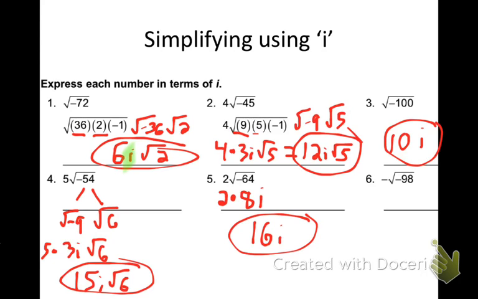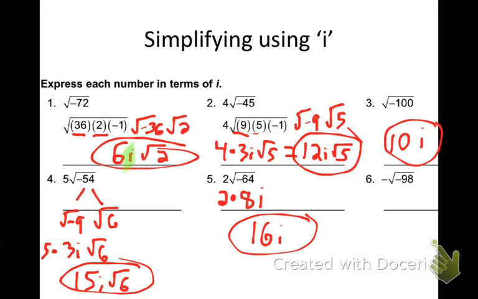Who thinks they have the perfect square that goes in 98? It's not 4. It's not 16. It is 49. 49 times 2 is 98.